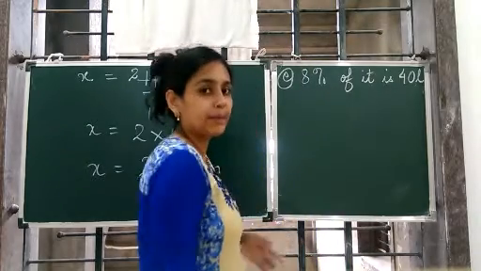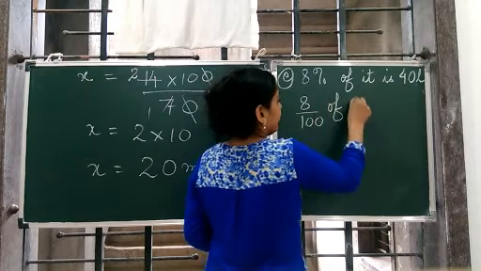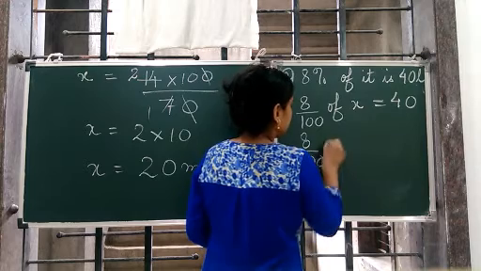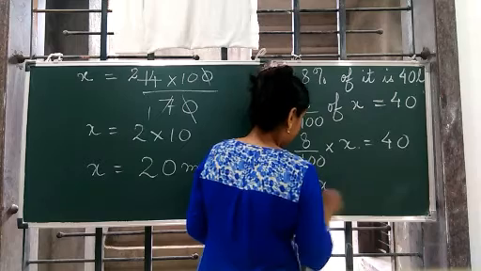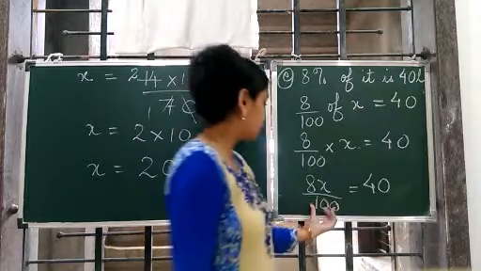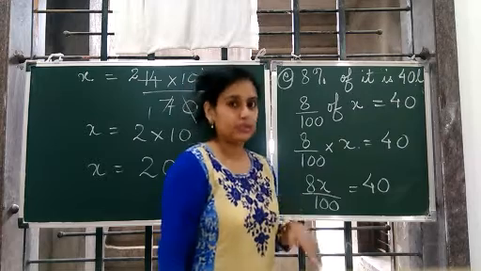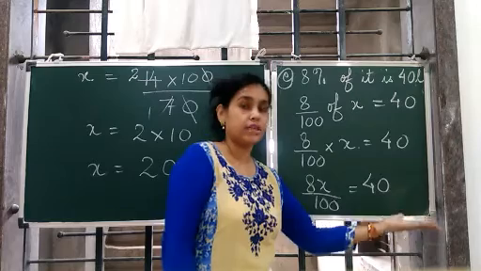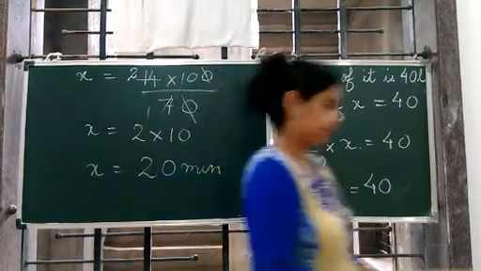Again, we give it a mathematical term, that is 8 upon 100 of x is equal to 40. That is 8 upon 100 into x is equal to 40. Then 8x upon 100 is equal to 40. Now we are going to transpose 100 and 8. 100 goes in multiplication, 8 goes in division. Why is it so? Because 100 here is in division, so when it goes there its sign will change. Division will become multiplication. Multiplication will become division.